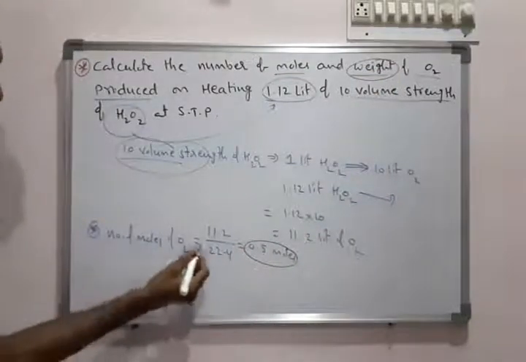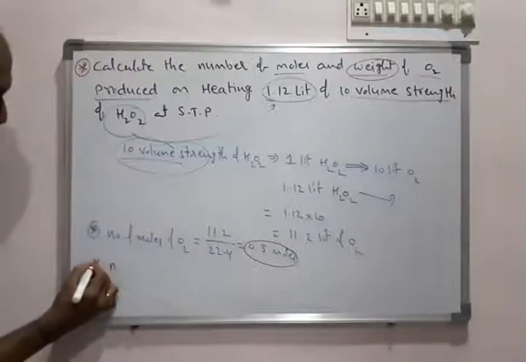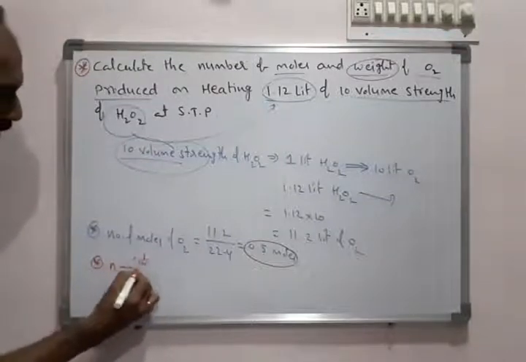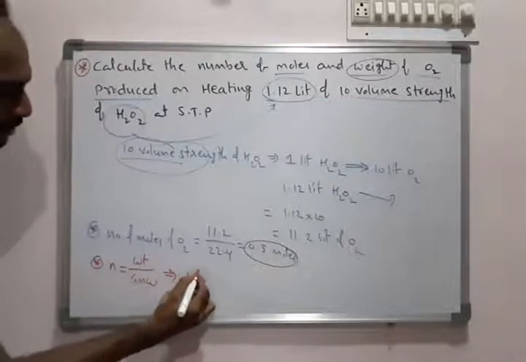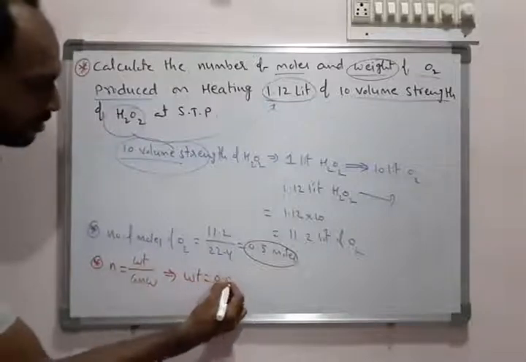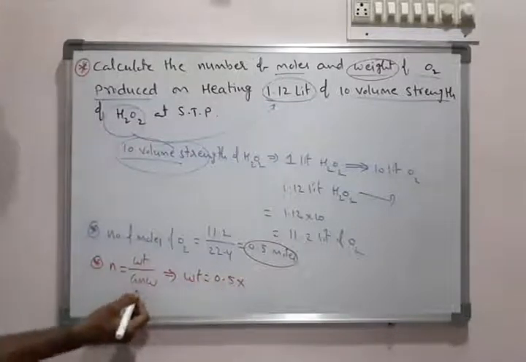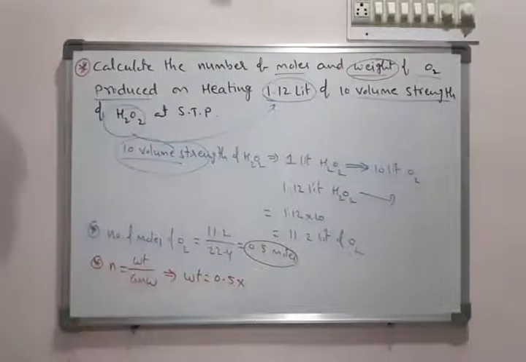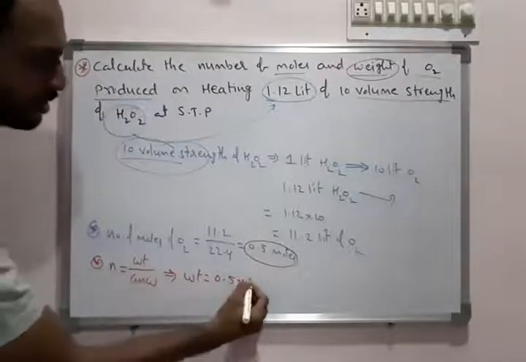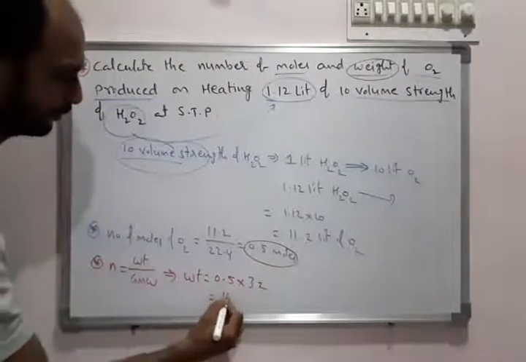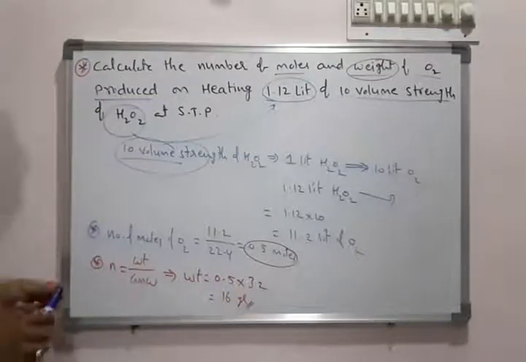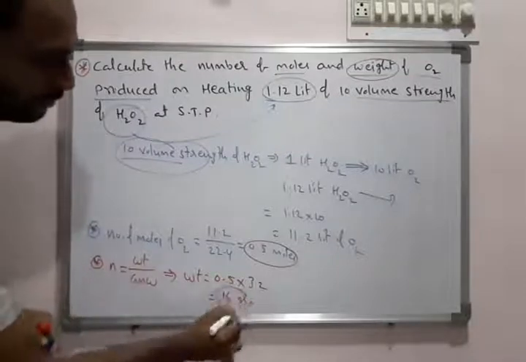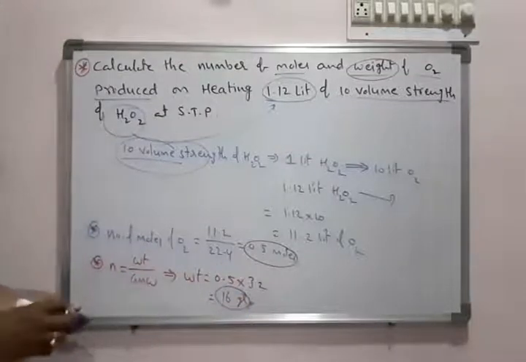Then it also asks to find the weight. The number of moles equals weight by gram molecular weight; we already know this formula. We need to find the weight. So weight equals number of moles times gram molecular weight. We need to find the gram molecular weight for oxygen. That is 16 grams. So at last we get 16 grams of oxygen and 0.5 moles of oxygen.